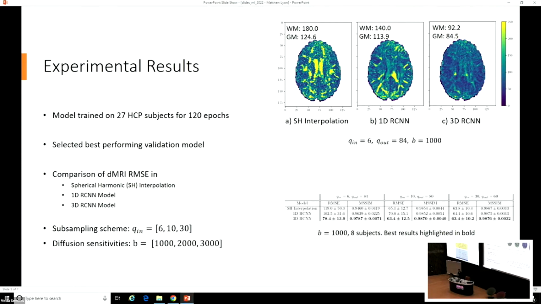We ran a few different experiments using a few different subsampling schemes of sizes 6, 10, and 30, as well as a few different diffusion intensities, or B values, sorry, of 1,000, 2,000, and 3,000. Across all of these experiments, we found that the three-dimensional RCNN performed best, or had the lowest error. An example of that you can see from the top right-hand side of the slide, which is an axial plot of the root mean squared error in one test subject.